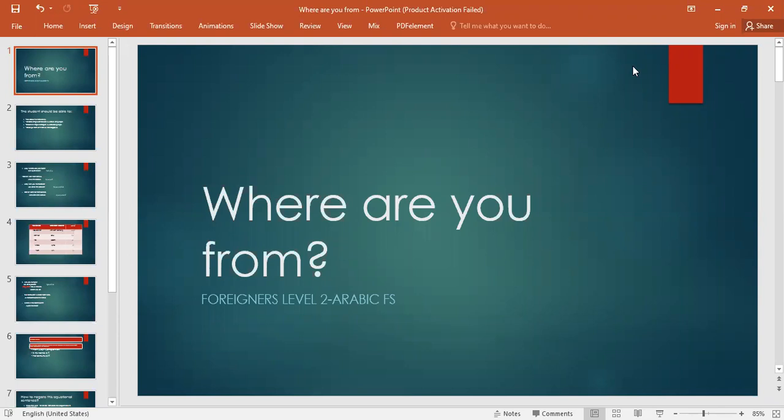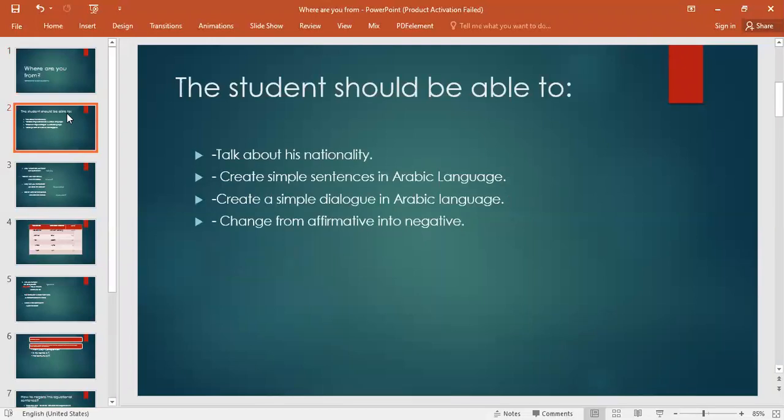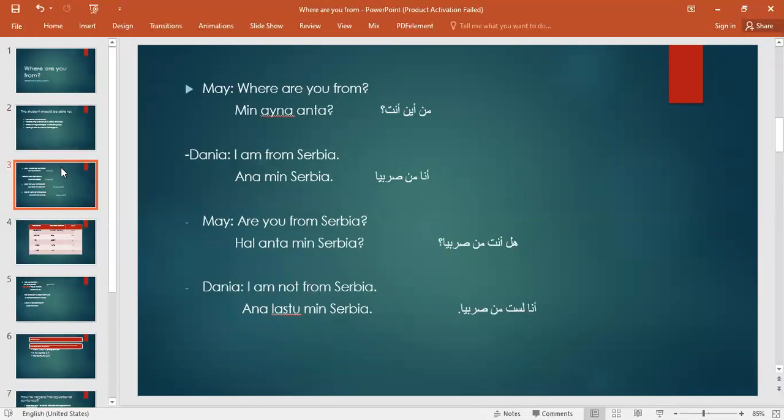We are going now to start with a lesson that is a continuation of the other lessons, which is where are you from? So let's start by introducing the objectives of the lesson. The student should be able to talk about his nationality. Of course, we've taken how to express our nationality before, but here we are going to talk about it in detail. Create simple sentences in Arabic, create a simple dialogue in Arabic, and change from affirmative into negative. Let's see first, how do we express our nationality in Arabic?